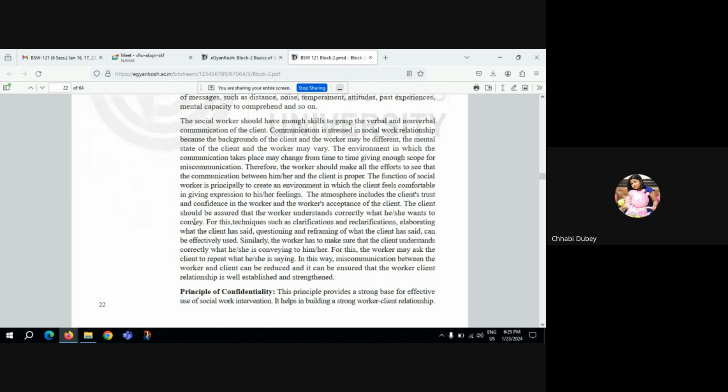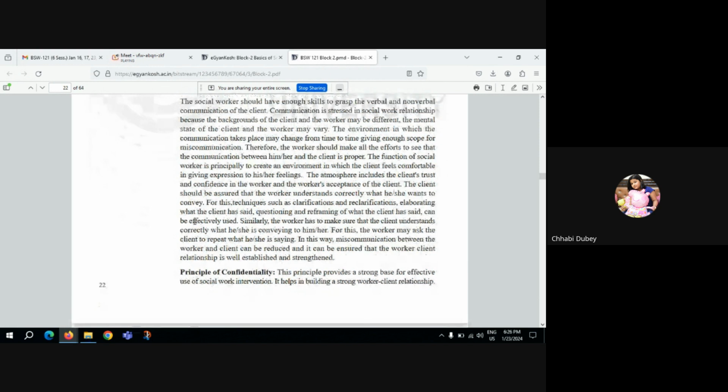Okay, and we need to create an environment of overall trust where, whatever the client is going through, he or she should be able to communicate to us his or her feelings and the information that is required for us to prepare a good intervention plan. We must always try to motivate the client to be open about everything.